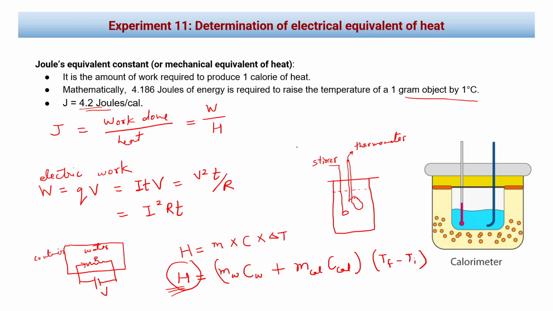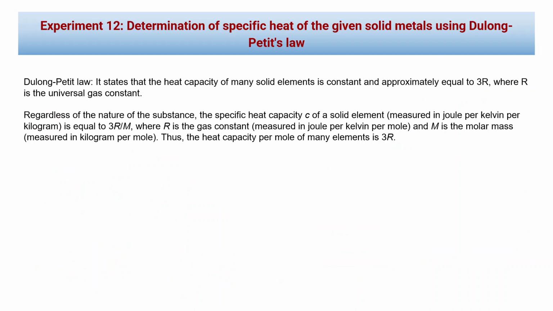Now the next experiment, experiment 12, was about determination of specific heat of given solid metals using Dulong-Petit's law. So first let's understand what the Dulong-Petit law is. The Dulong-Petit law states that the heat capacity for many solid elements is constant and approximately equal to 3R, where R is the universal gas constant.